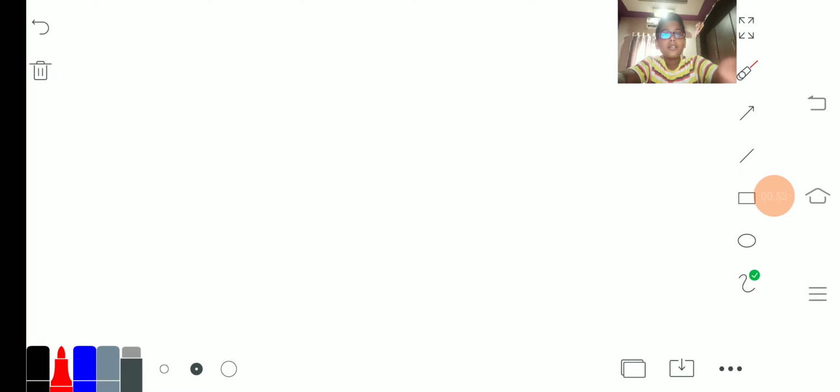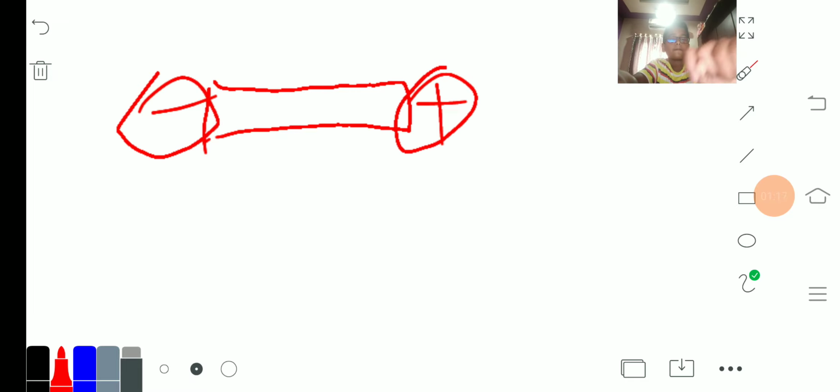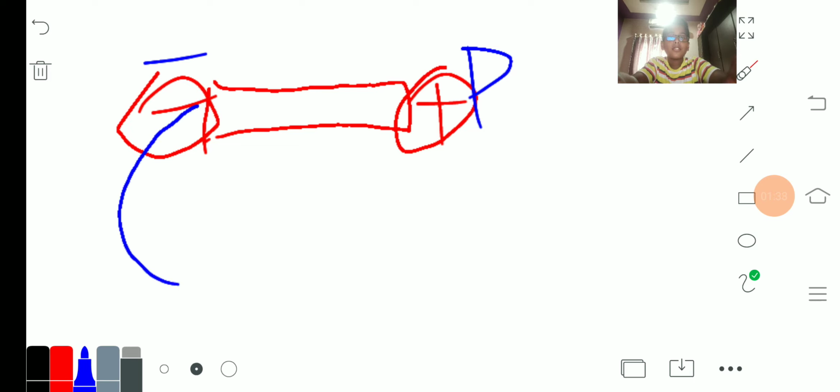Suppose we'll consider this as a battery. There are two terminals in the battery, one is the positive terminal and another one is the negative terminal. Plus means positive, minus means negative. So this is positive, this is negative. And I will draw the wires. These are the wires connected from the battery.